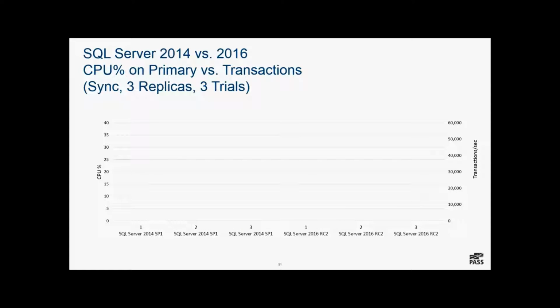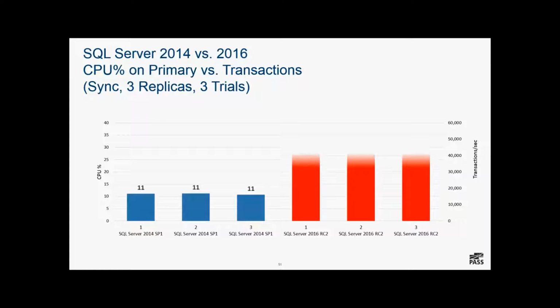Here's another one. I like this. This demonstrates the consistency of availability groups. I like it. So we did 3 tests, 3 on 2014, 3 on 2016. You notice that CPU utilization was only 11%.